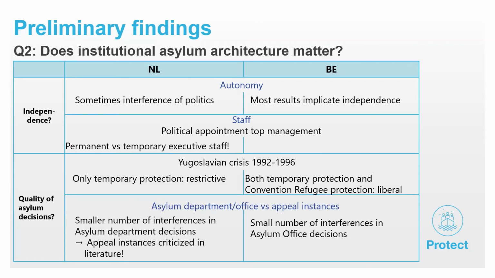When we observe the relation between the first decision instances and the appeal instances, we see that in the Netherlands, the appeal instance interferes less and less with the asylum department decisions. However, there is literature that criticizes the appeal instances, claiming that they are reducing the right to international protection to the discretionary power of the state. In Belgium, at the moment, we can only say that the appeal instances interfere little in the decisions of the Asylum Office.